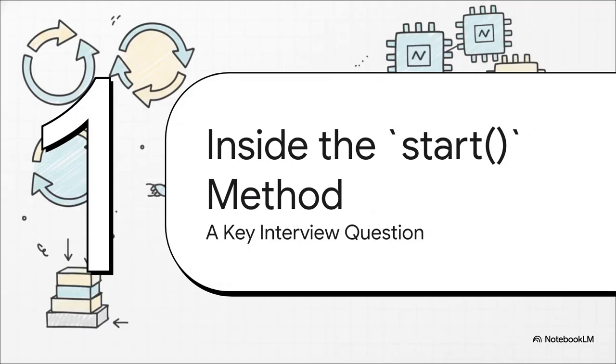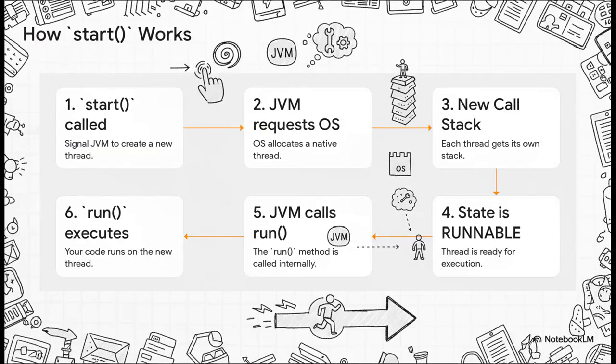Okay, so we've got the 4 methods down, but a good interviewer is going to hit you with a follow-up. They love this one because it shows if you actually understand what's happening under the hood. The question is, what really happens when you call the start method? Let's break it down. When you call start, you are not calling your run method. What you're really doing is telling the Java virtual machine, hey, I need a new thread. The JVM then talks to the operating system, gets a brand new native thread, sets up a fresh call stack just for it, and then marks it as ready to go.